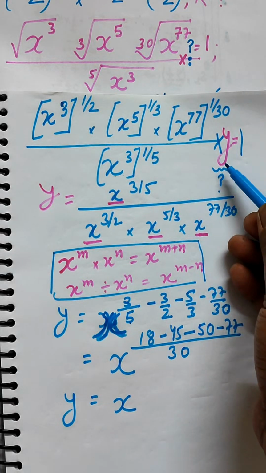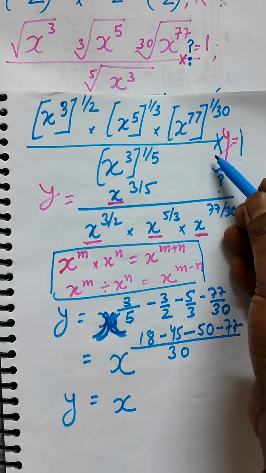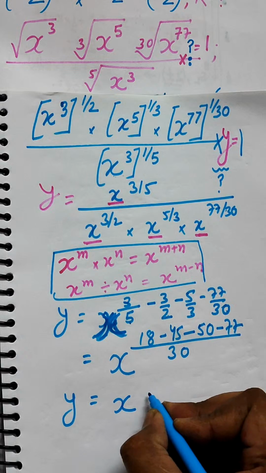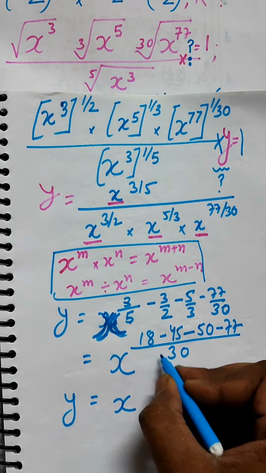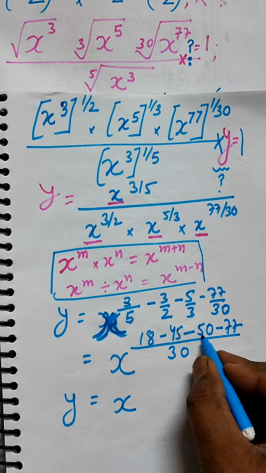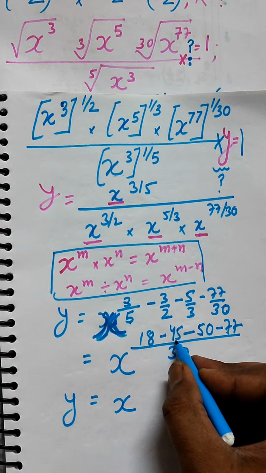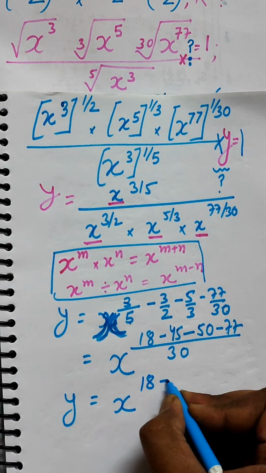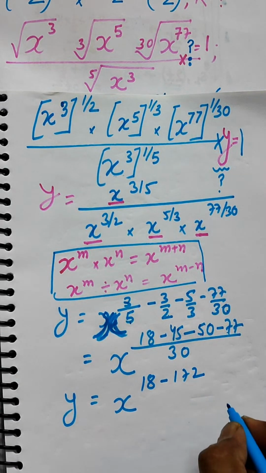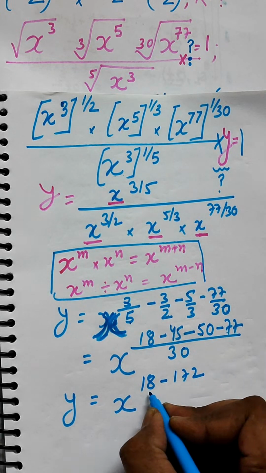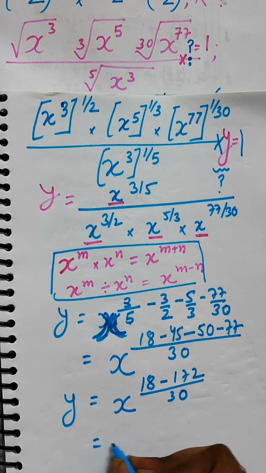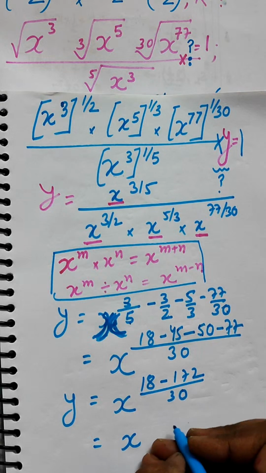We are calculating the value of y, which when multiplied with this number will give you 1, okay? So this will give you x power, just add 70 plus 50 120 plus 40 160, 160 172 minus 18, so 18 minus 172 by 30. This is the value of y, which will be coming as x power 18 minus 172.